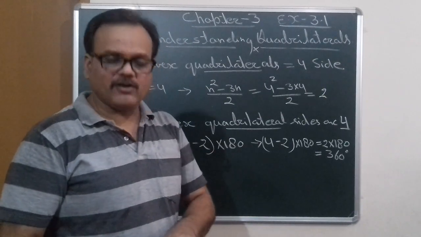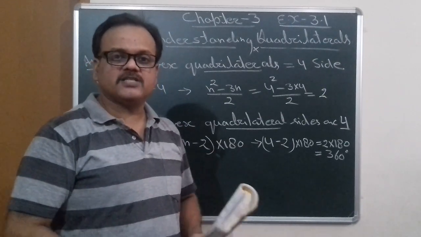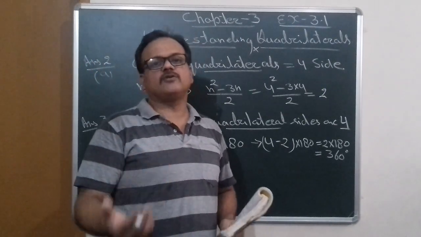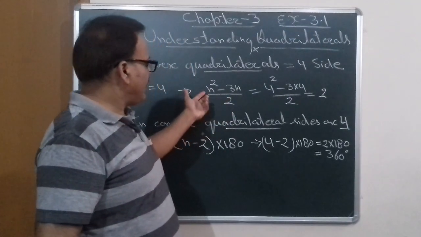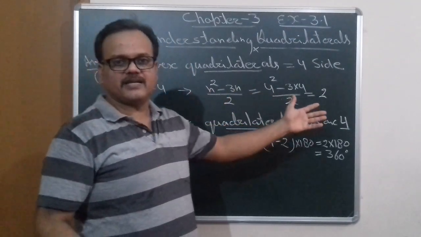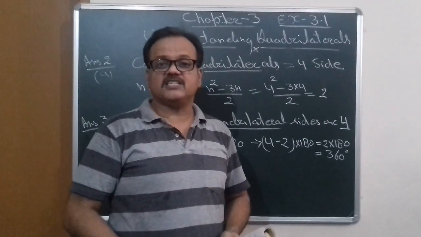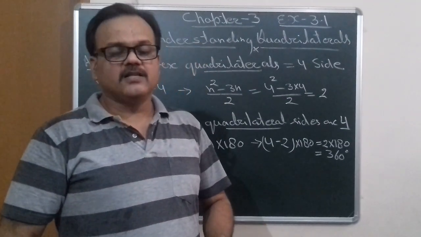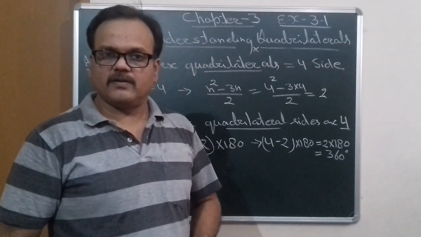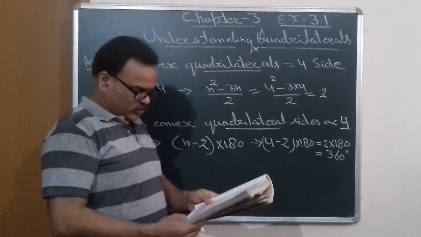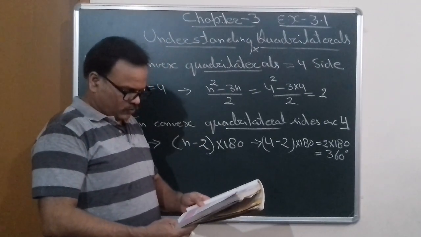Just like this, a regular hexagon. Hexagon means 6 sides, so n is equal to 6. Put the value of n and find out how many diagonals there are. And the third one, C, is a triangle, and in a triangle, no diagonal is possible. Clear?